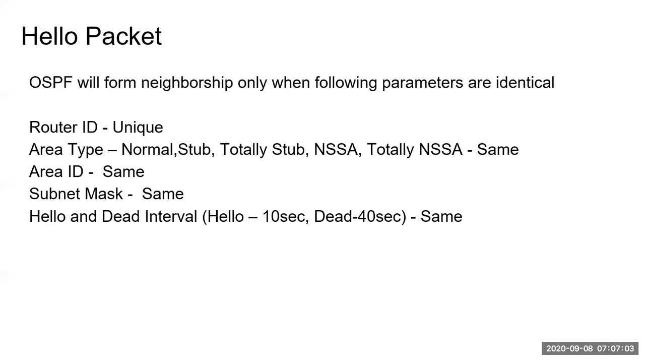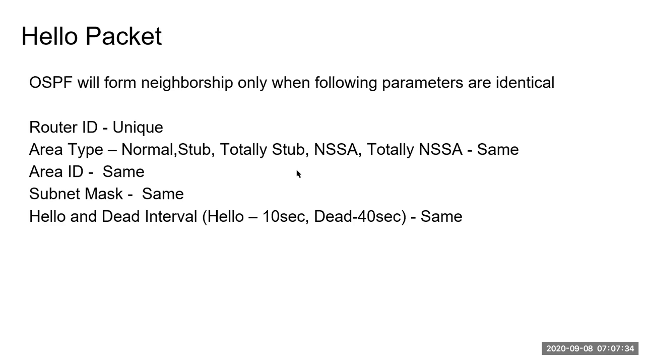Area ID, the area number, has to be the same. Your area ID, you can either give in the format of a 32-bit value, or else you can also give it as a decimal value. There's no restriction on configuring like this. Subnet mask information has to be the same because your subnet mask is always used whenever you enable the network command, right? Based on the subnet mask only, either I will send out a hello packet or I will not send out a hello packet. So subnet mask information is very important.